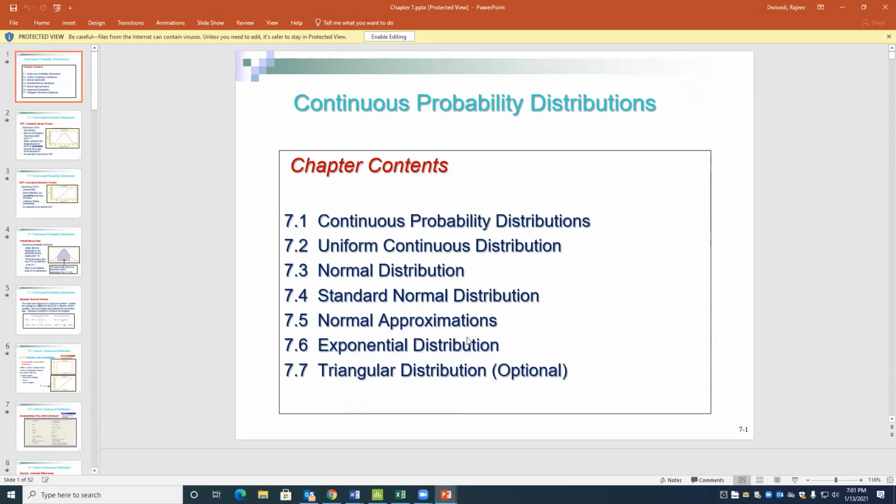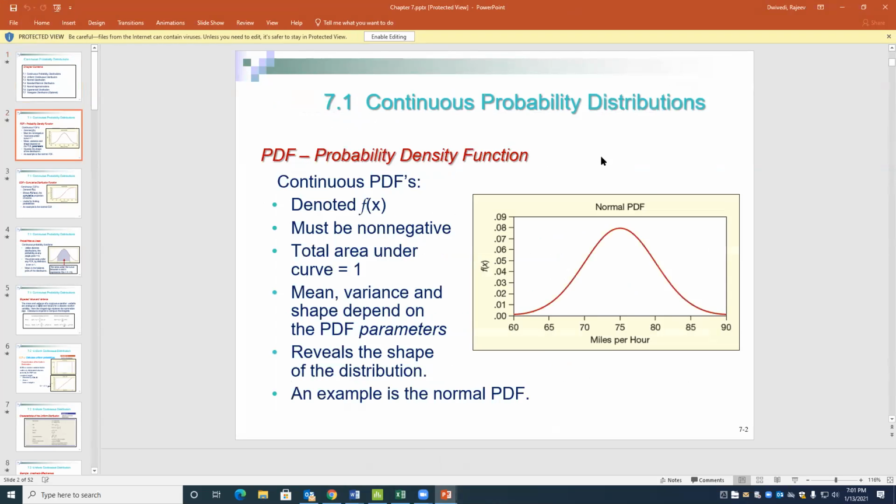Okay, now continuous probability distribution. If you remember, continuous and discrete distributions differ. Here continuous means any possible value of the event can occur. If you remember the difference between discrete and continuous, the same thing is going to happen here.